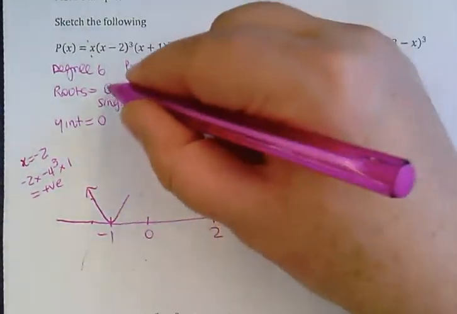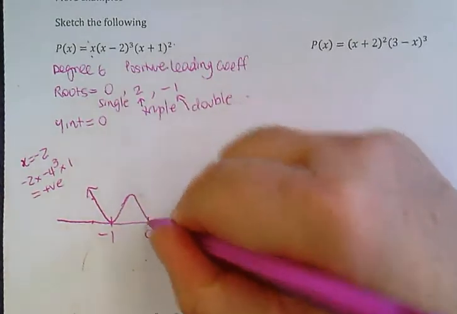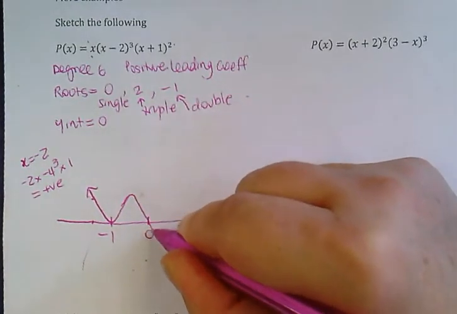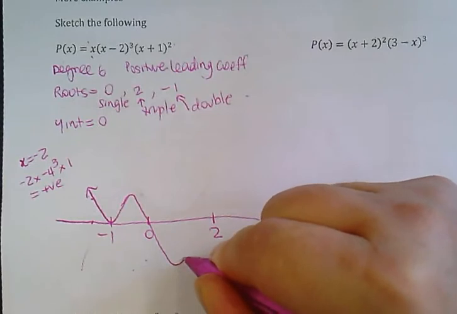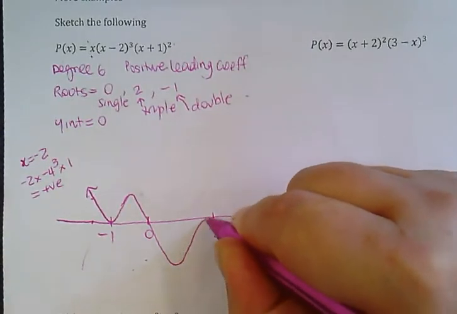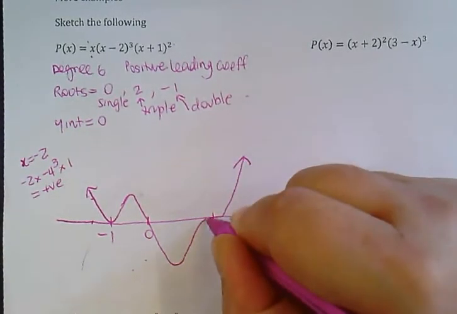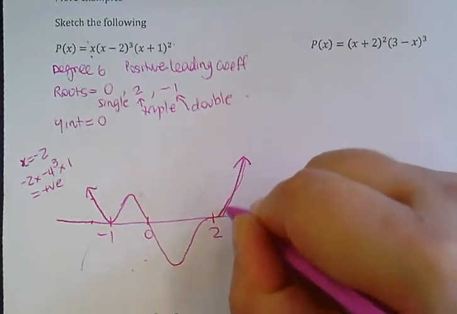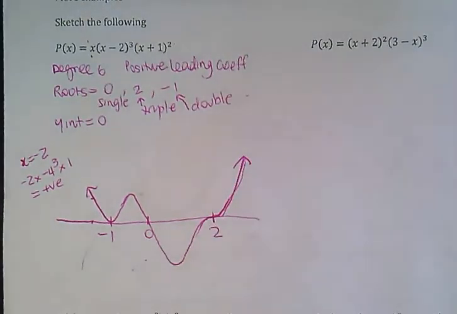Bounces off like that. At 0, I've got the single, it's just got to cut through, okay? And then at 2, I've got the triple, so it has to go back like this. Trying not to have it too flat there. And that's what it'll look like.